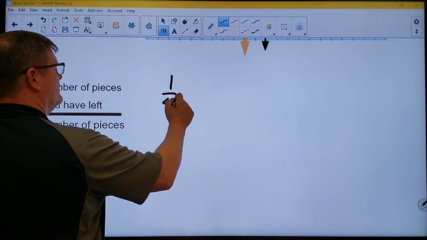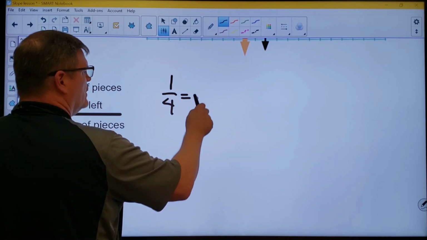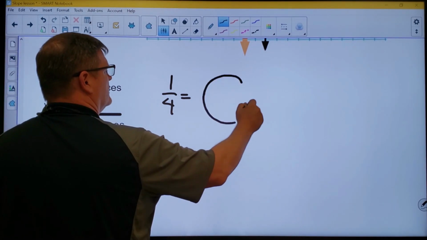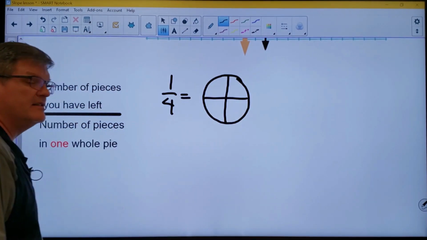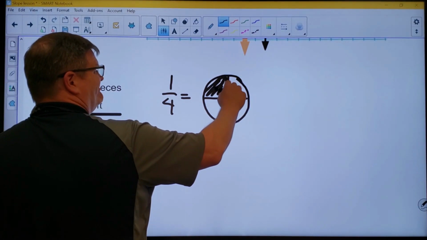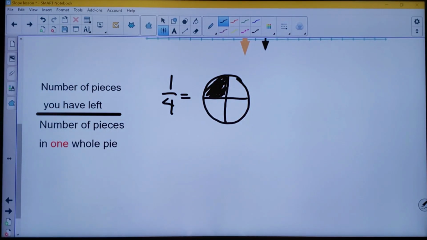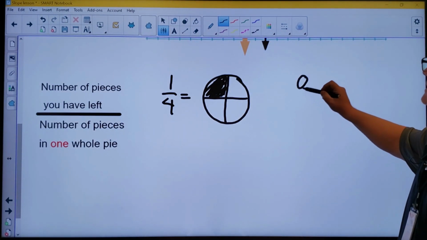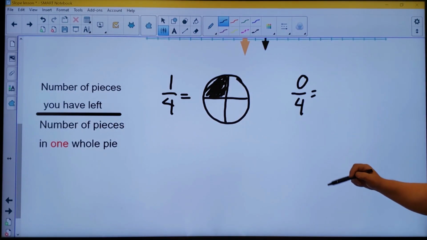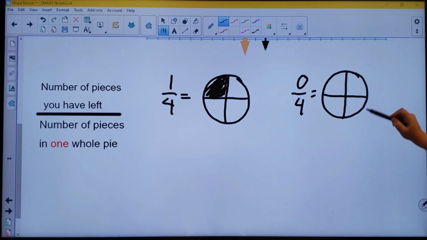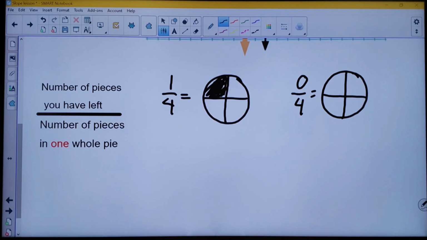So I can draw a picture of 1/4. 1/4 basically means when the pizza came out of the oven, there were 4 pieces in that pizza. And we currently have 1 piece left. That makes sense. I can draw a picture of that. I can even draw a picture of a 0 fraction. So if I said 0 over 4, well, the pizza came out of the oven with 4 pieces in it. And right now we have none left, so it's an empty pie shell sitting there. That makes sense too. I can draw a picture of that.